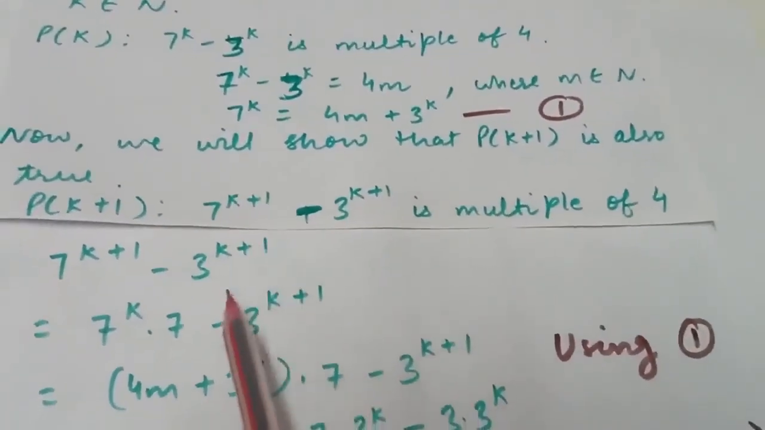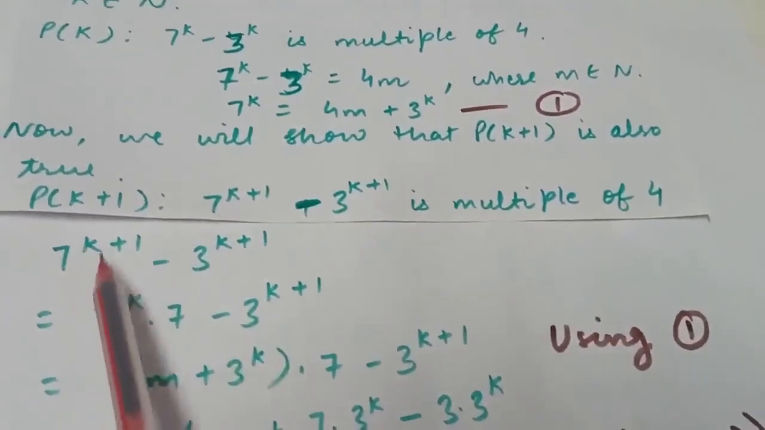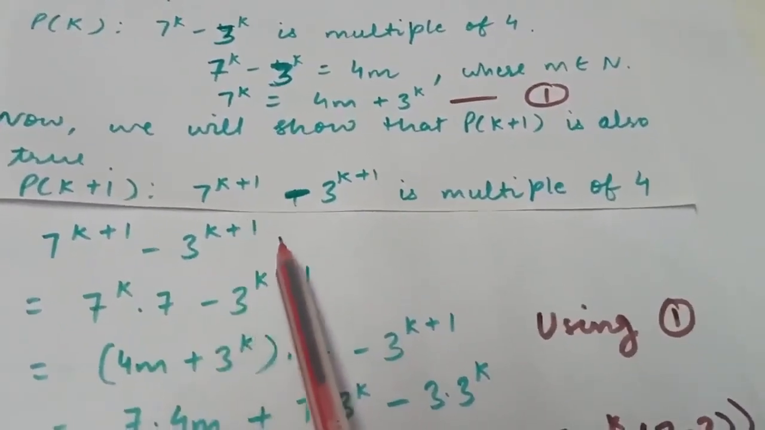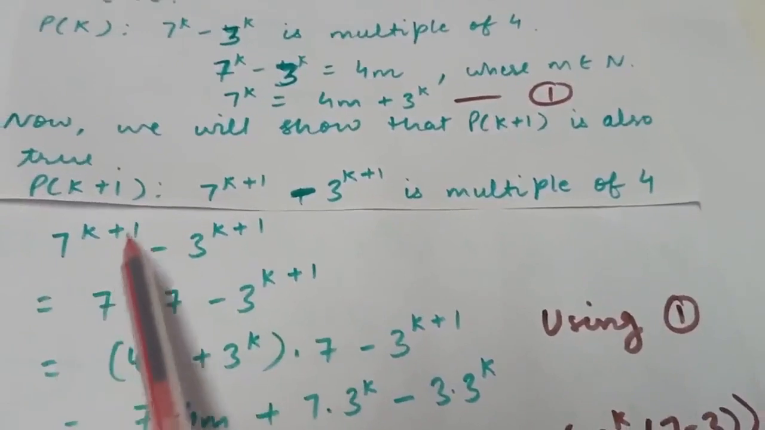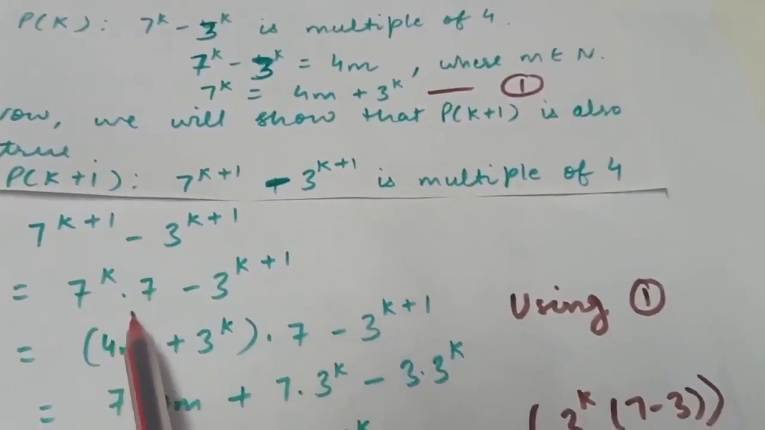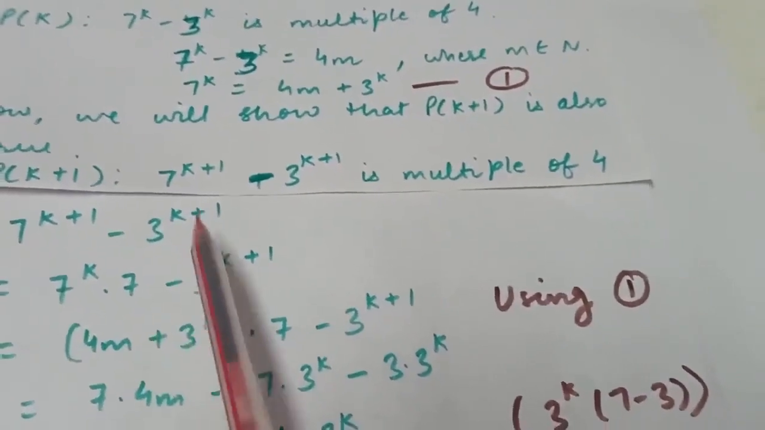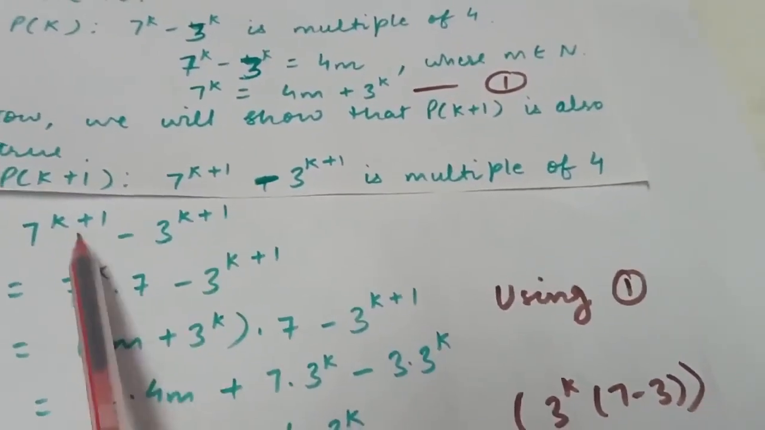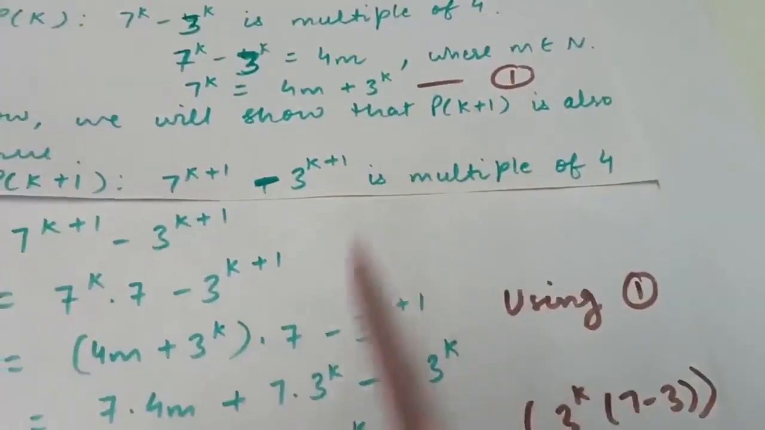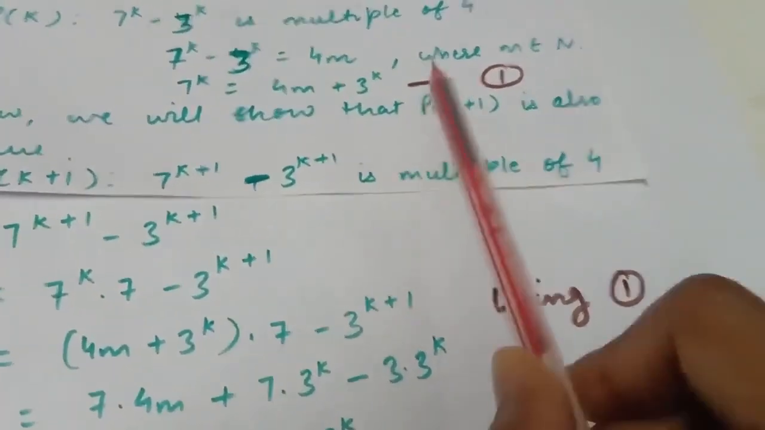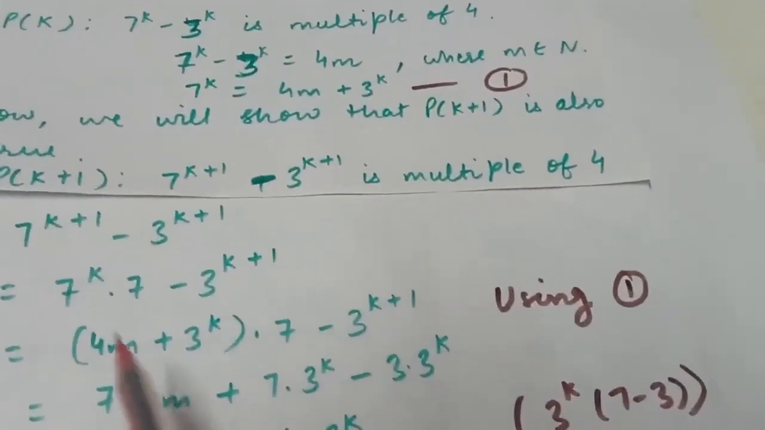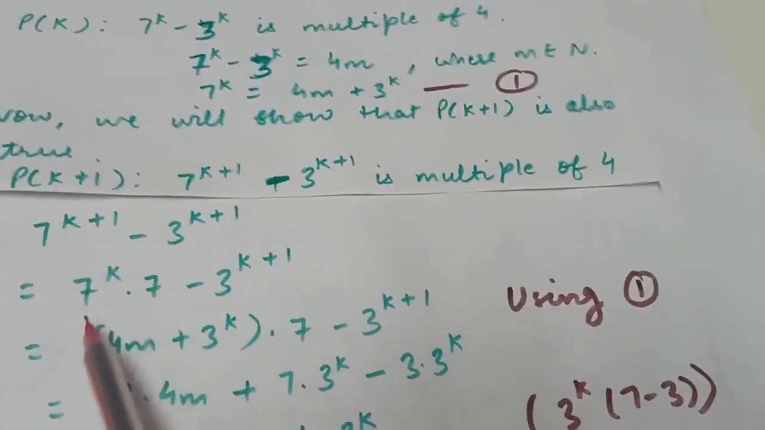So taking this term, 7 raised to the power k plus 1 minus 3 raised to the power k plus 1. Now 7 raised to the power k plus 1 can be written as 7 raised to the power k into 7, minus this term as it is. Why have we separated this term? Because we have to use 1 to prove Pk plus 1, and in 1 we have the value of 7 raised to the power k. So we have written 7 raised to the power k separately.